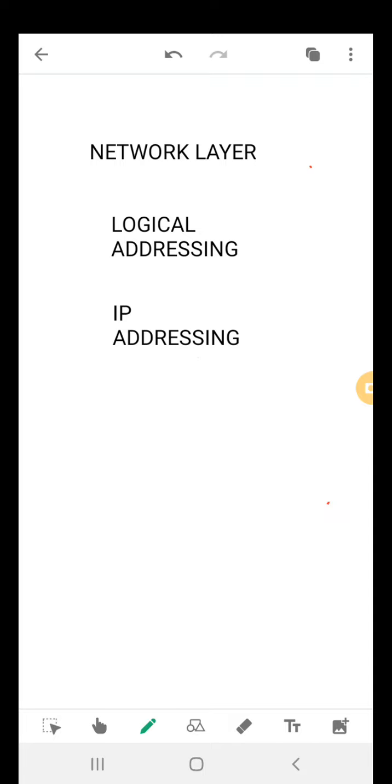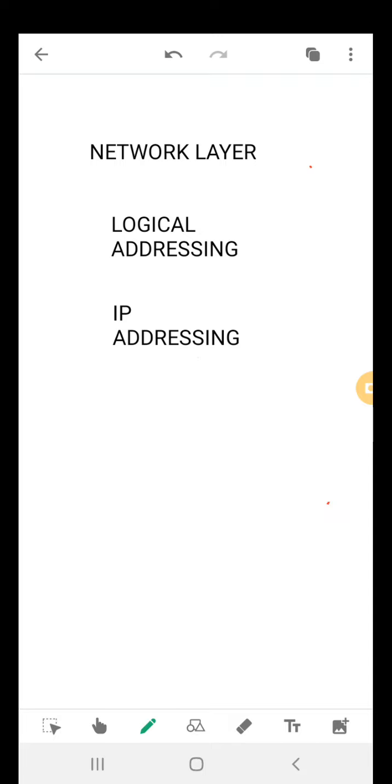So this IP address will be unique and it will also be universal. That means you are not going to get the same address in one network as well as in another network. Okay, so the IP address is used to uniquely identify a device in the network. This is what we need to remember.